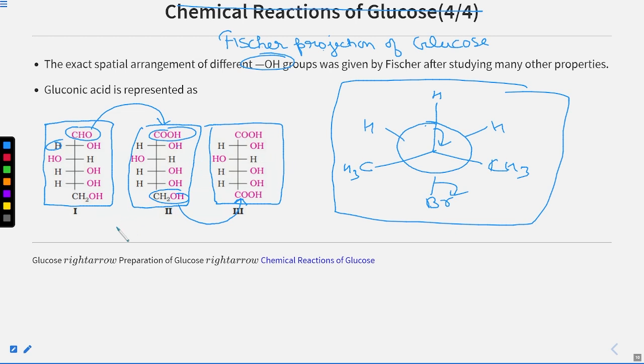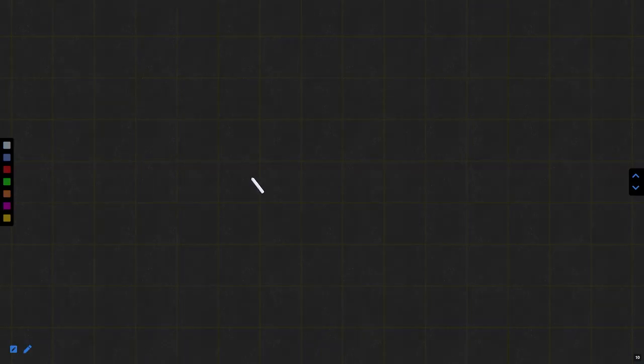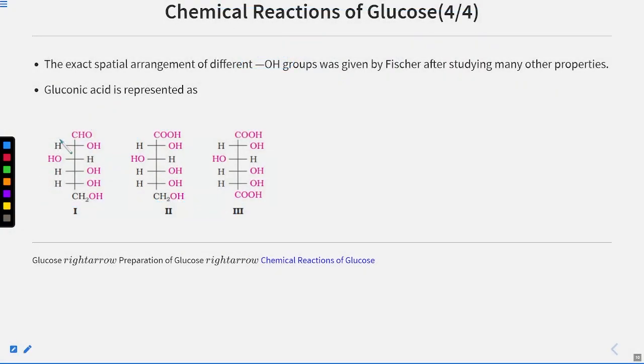As I have told you earlier, this is the Fischer projection, and you should be aware of each of these positions. So this H should be on the left, and this should be on the left. OH, H and H. And this OH should be on the right side, and this OH also should be on the right side. So this is the appropriate structure of glucose.